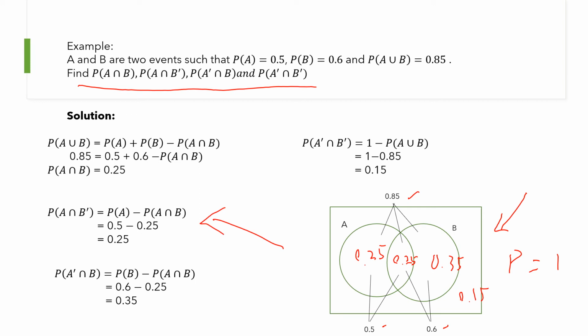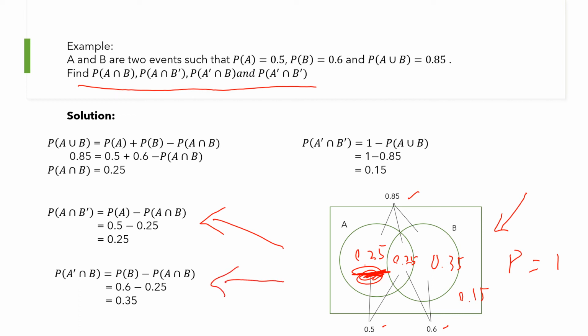Okay, now that we have drawn this, let's look at the second one. P(A intersect not B). What is meant by P(A intersect not B)? That means I want the part of A that intersects with the not B part, so B is not included. That means we are going to use this part only. So we have the answer directly, 0.25. But in the exam, we also have to show the steps.